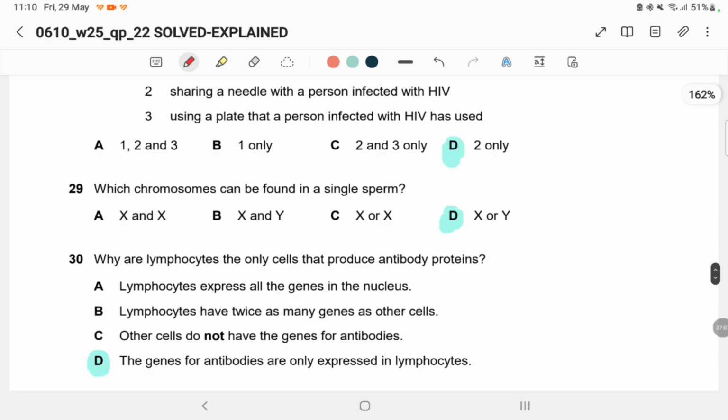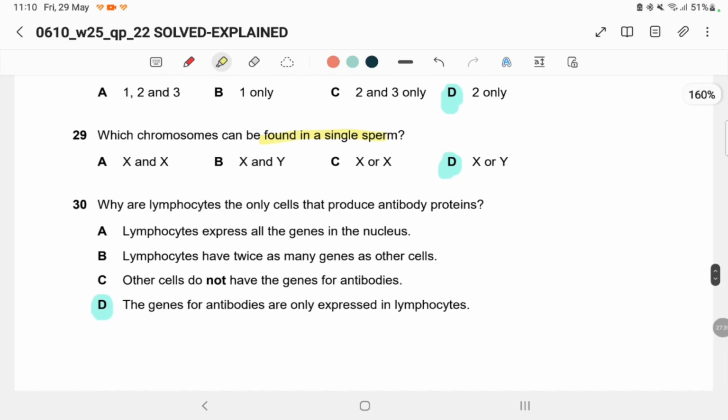Now, which chromosomes can be found in a single sperm cell, X or Y? Maybe some students will choose X and Y. You just need to imagine that a female is giving you an X chromosome and a male is giving you a Y chromosome. Or the other way around, a female is giving you an X chromosome and the sperm cell is giving the female a Y chromosome. So it's either X or Y. Just keep that content in your mind.